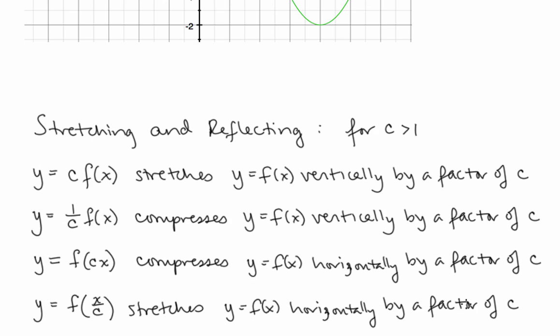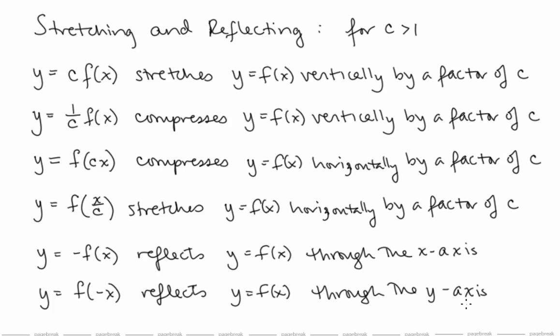We could also talk about stretching and reflecting. And so for these guidelines, we're talking about c being greater than 1 now. y equals c f of x stretches the graph of y equals f of x vertically by a factor of c. y equals 1 over c f of x compresses it vertically by a factor of c. And then we have the opposite thing happening when we put the c inside the function. So y equals f of cx is going to be a compression horizontally by a factor of c. And y equals f of x over c is going to be a horizontal stretch by a factor of c.